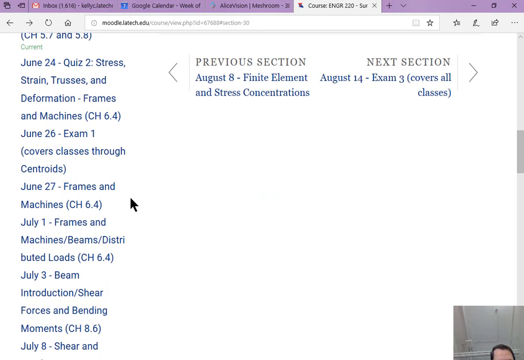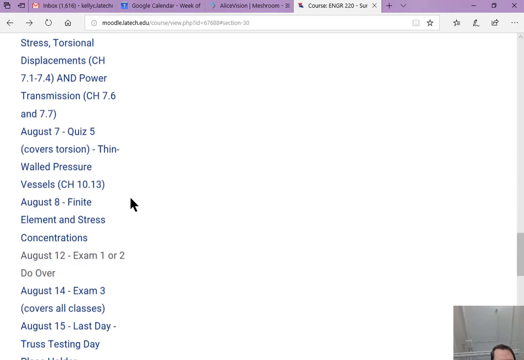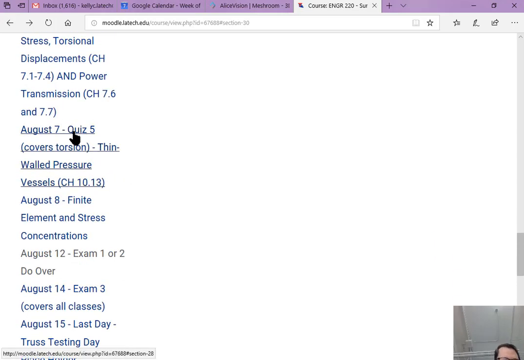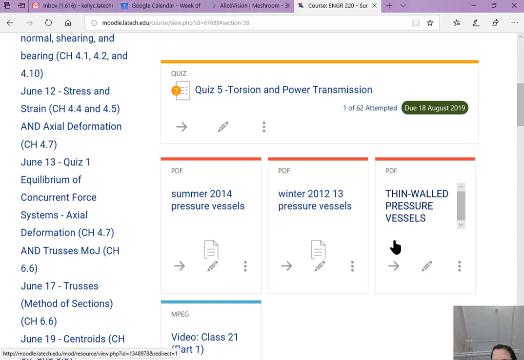Let's see, what else do we have coming up? Quiz 5. One person has attempted quiz 5. It's not due until much later, but it is stuff that's on the exam, so I would do it before the final exam. And we're not covering any more torsion or power transmission, so work some of the web work problems, then do quiz 5, and you should be good with that.